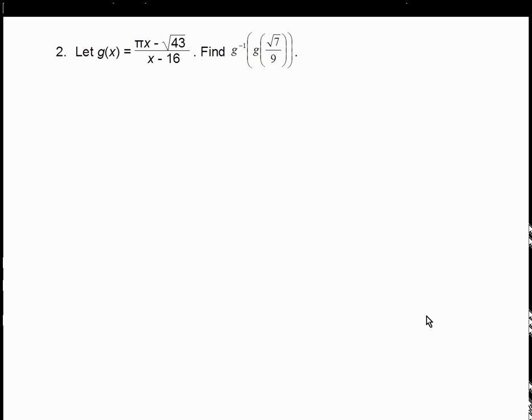Number 2, let g of x equal pi x minus the square root of 43 all over x minus 16. We want to find g inverse of g of the square root of 7 over 9. Now again, it looks pretty horrible. It looks like something you don't want to do, but again, we're doing a function followed by its inverse. So according to property number 2, g inverse of g of the square root of 7 over 9 is the square root of 7 over 9. Again, if you do a function followed by its inverse, you end up with what you began with.